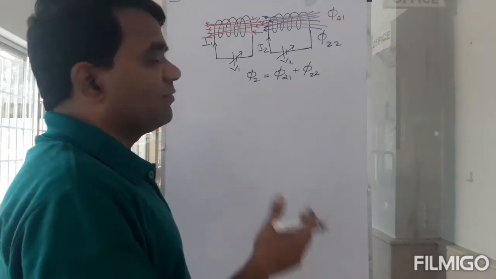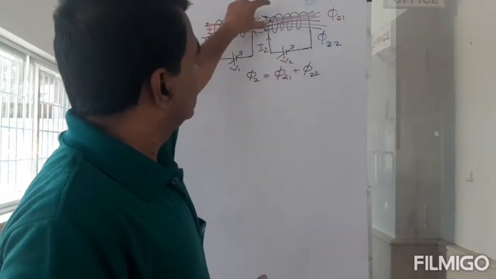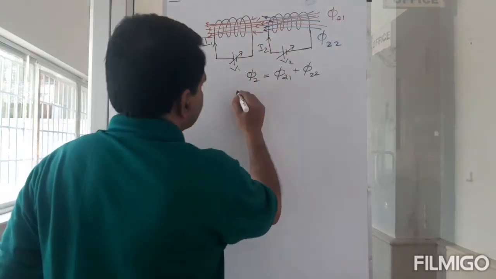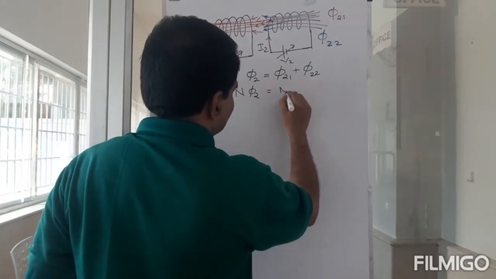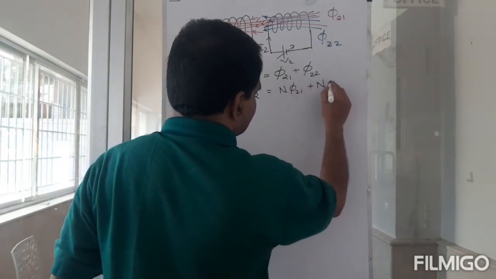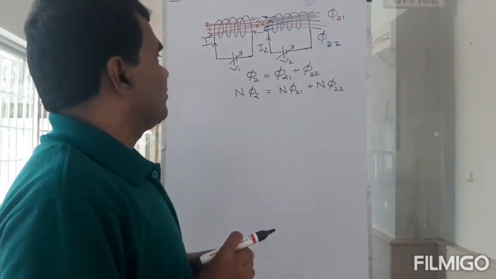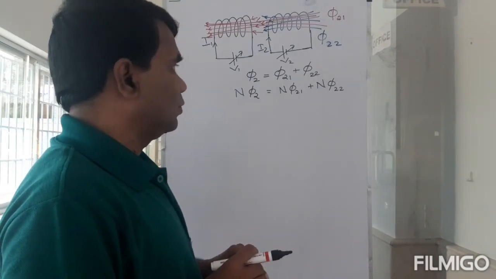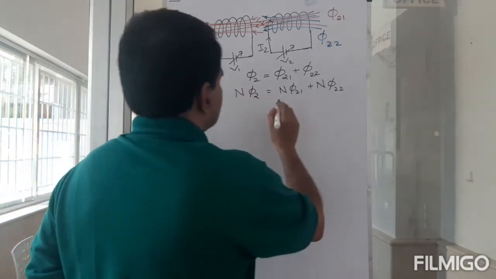Then what's the flux linkage in coil 2? The flux linkage in coil 2 is N into phi 2, so that is equal to N phi 2 1 plus N phi 2 2. So now, what can we say about this?